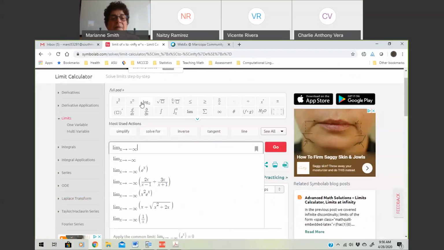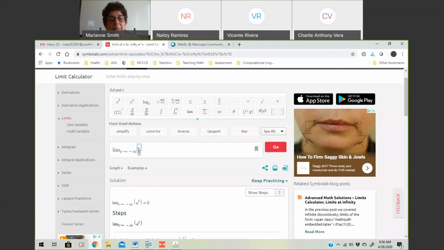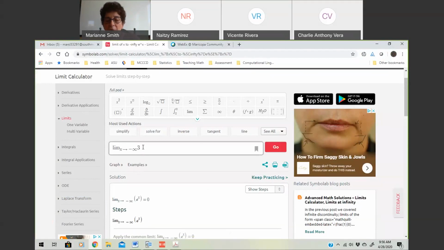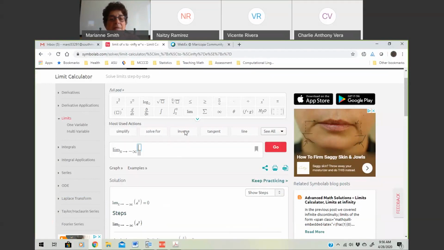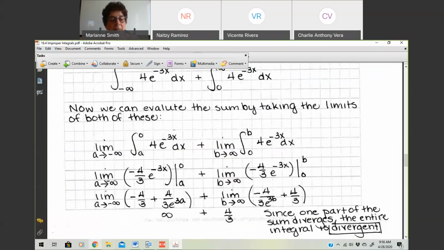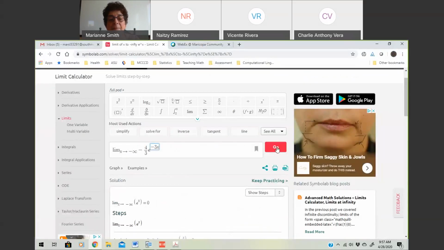So this was a fraction. Oops, that didn't work. And it's negative. And that was e to the minus 3x. So e. Okay, let me just double check. That's right. Right, and let's let it rip.